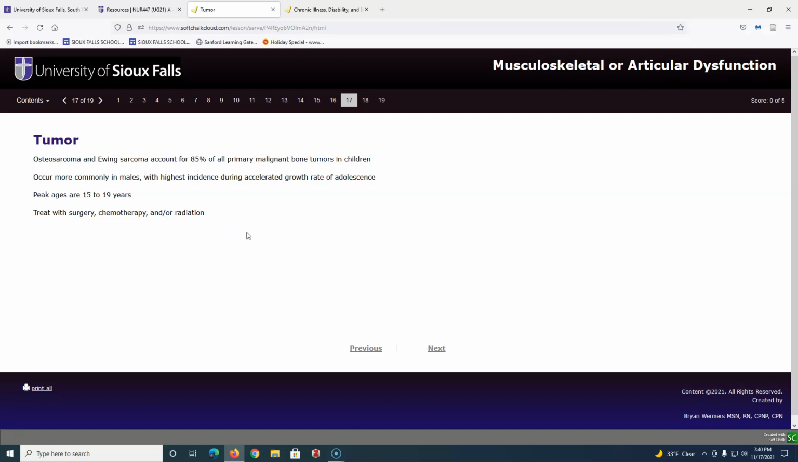So we do treat with antibiotics with this and watch them very closely. Tumors do happen in children. We can talk about osteosarcomas and Ewing sarcomas.